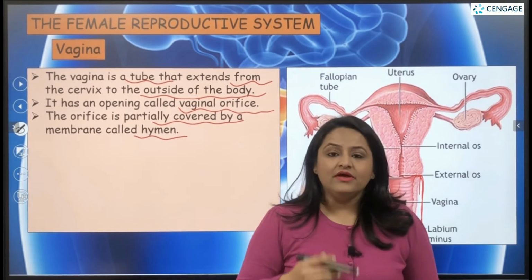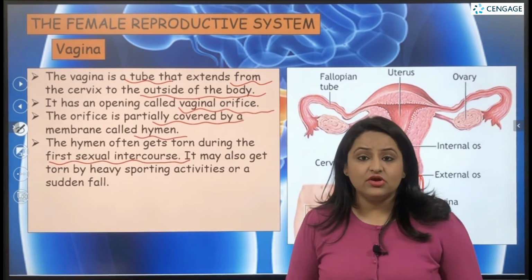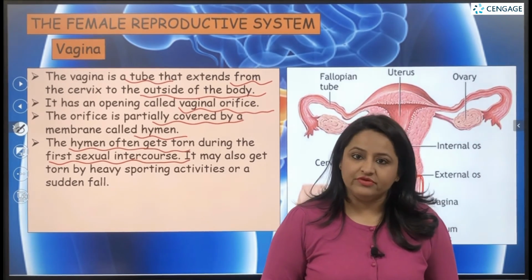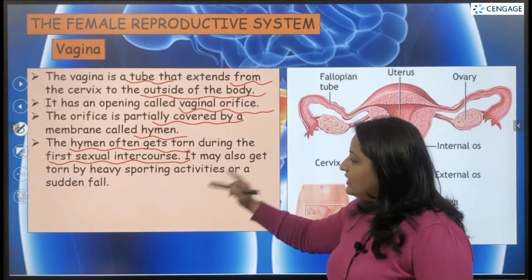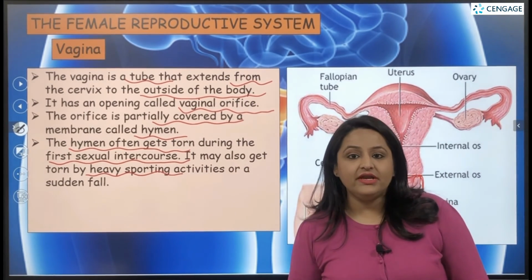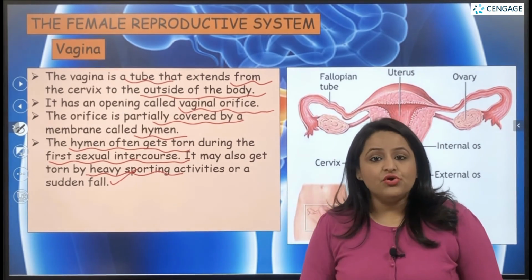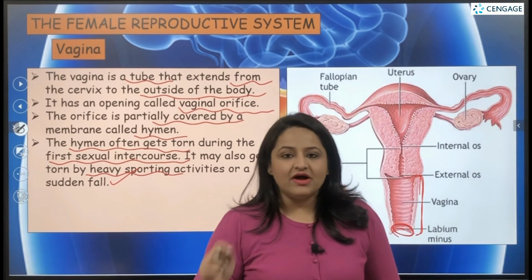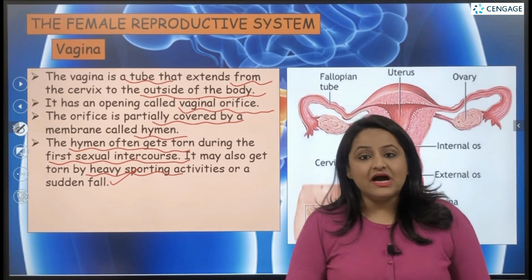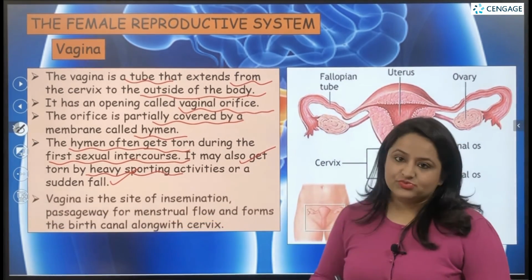It is generally told that during the first sexual intercourse, the hymen is often broken or it is often torn off. But the hymen can also be torn because of heavy sporting activities like horse riding, jumping, cycling, and also by a sudden fall. So the presence or the absence of hymen cannot talk about the virginity of a female, because the hymen can be broken or it can get torn off in other activities as well.